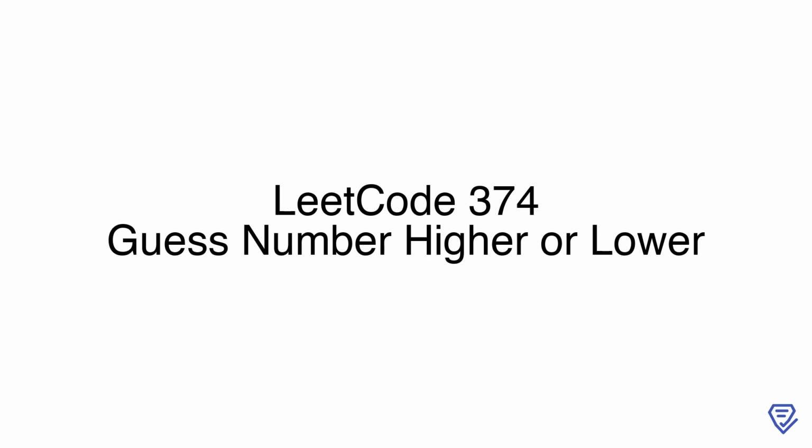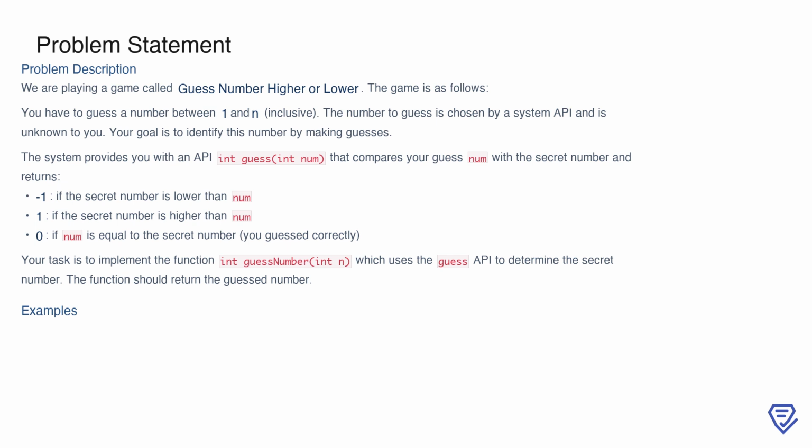Let's dive in. In this problem, we are playing a guessing game called Guess Number Higher or Lower. The idea is simple. You need to guess a number between 1 and n, where n is the upper limit provided in the input. The actual number to guess is chosen by a system API, and you don't know what it is. To help you narrow down your guesses, the system provides a predefined function called guess(int number).